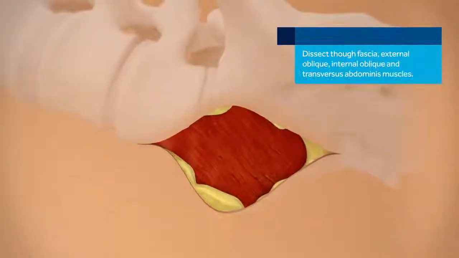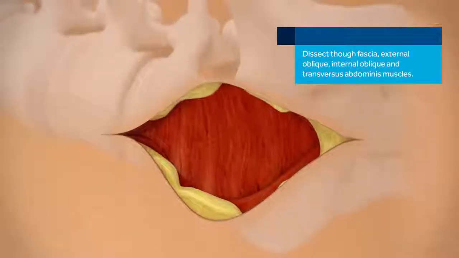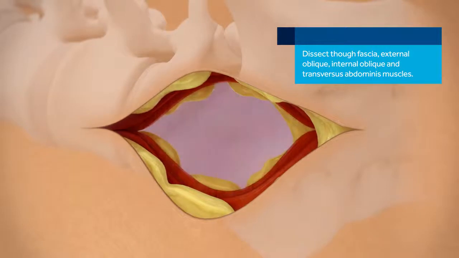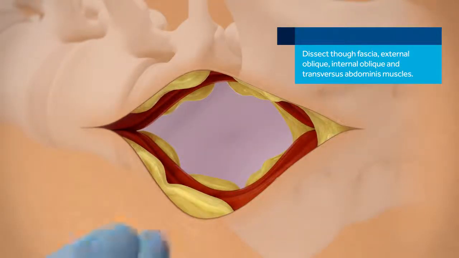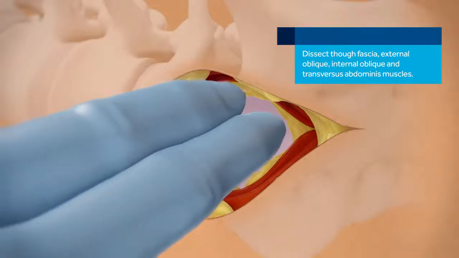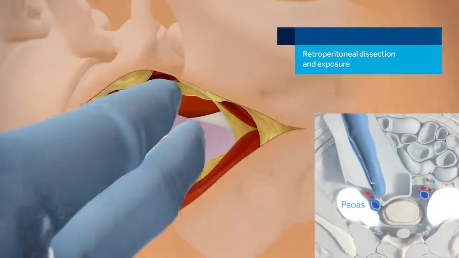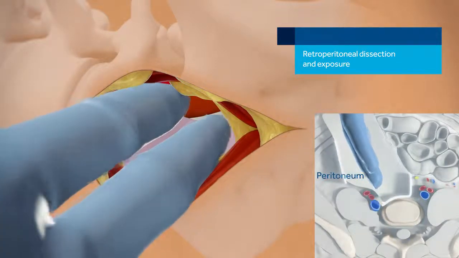Dissect through the fascial layer to expose the external oblique muscle. Continue the dissection to reveal the internal oblique muscle. Retroperitoneal dissection and exposure is performed using a finger or blunt instrument. It is helpful to push a finger straight back to the iliacus muscle, then move posterior to the psoas muscle to ensure the peritoneum is released.